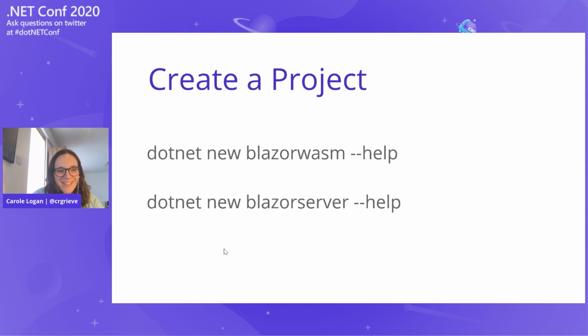If you want to do it in the command line, there are two options here. You can do dotnet new blazorwasm, which is an abbreviation that you'll see used for WebAssembly, or you can do dotnet new blazorserver. With either of those, you can, of course, do --help, and you can get some help and information there.